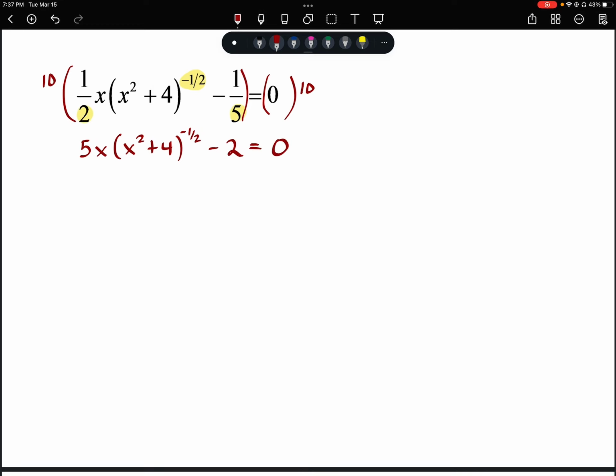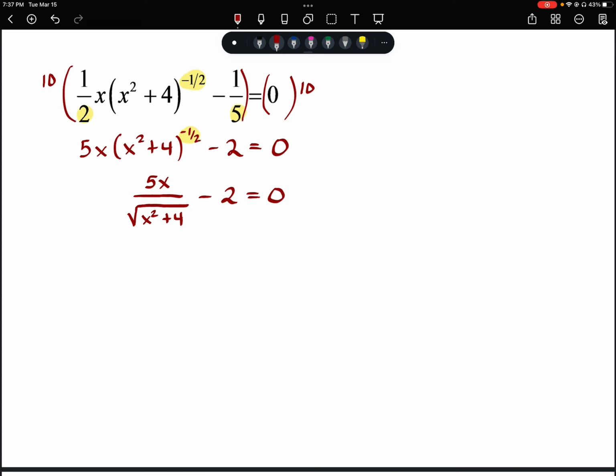Okay, so still need to deal with that negative 1/2 power there. We know that's the same thing as the square root. So let's go ahead and move it to the denominator to get rid of the negative and then turn it into the square root. So this should be 5x over the square root of x squared plus 4. And right now that's still minus 2 is equal to 0.